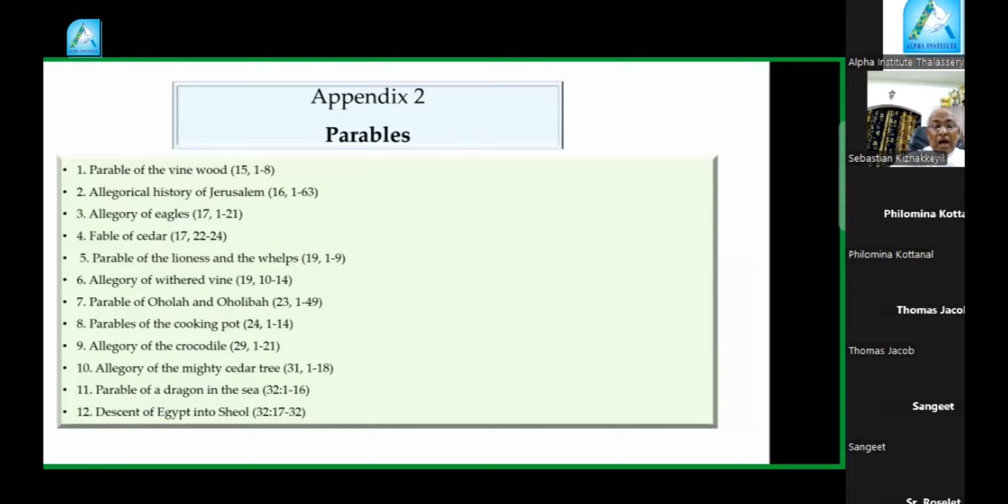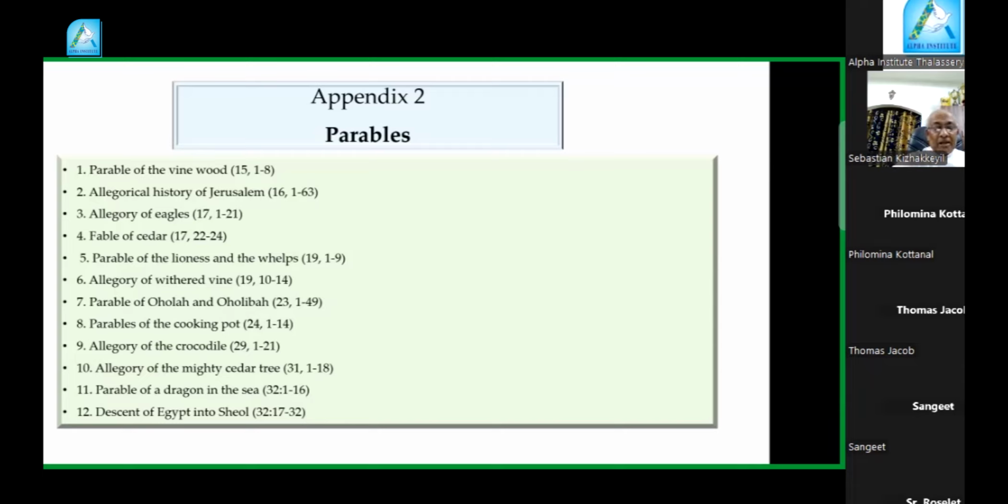Then the allegory of the withered vine, that is chapter 19:10-14. So the vine, the royal stem, is planted in a dry and thirsty land. The dry and thirsty land is Babylon. This is an allegory about exile. The vine is Israel, planted in a dry and thirsty land. That is Babylon.